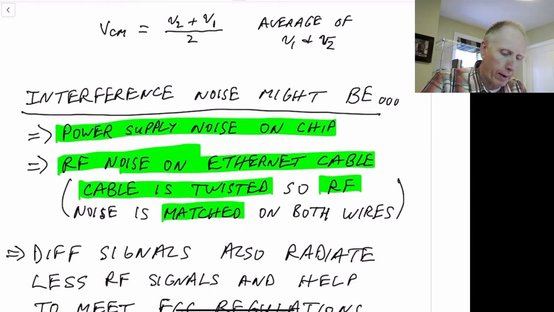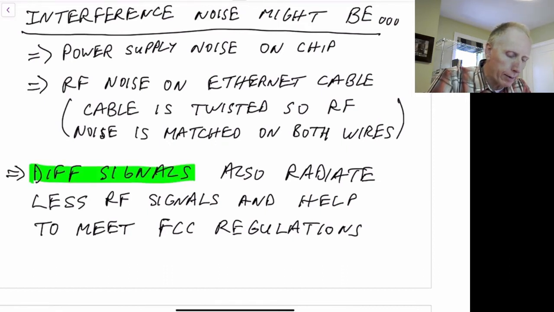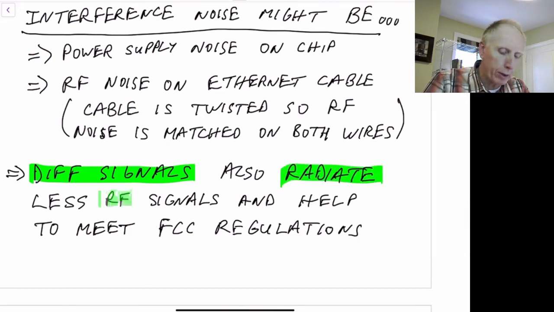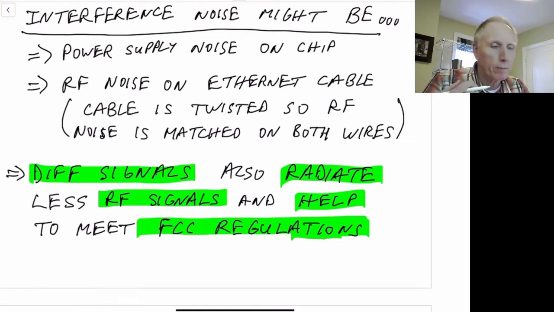The final other advantage of differential signals, say on an Ethernet wire, is that they also radiate less RF signals. So they have less radiation, and that helps to meet the FCC regulations. The reason they have less radiation is because they're radiating plus and minus the signals on two adjacent wires right beside each other. So if you move a little bit away from it, that radiated signal is rejected. In this case, the RF signal becomes the common mode as you move further away from the wire, and that rejects the differential signals.